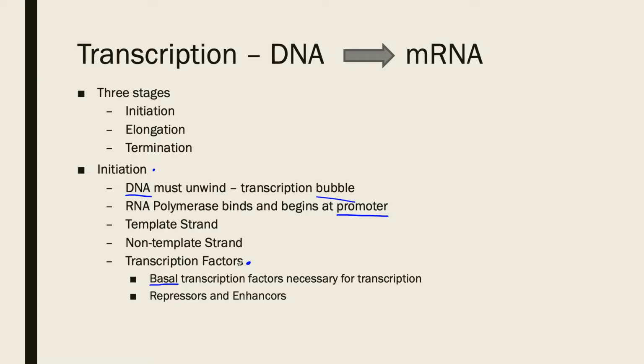Now, in addition to that, there can be repressor and enhancer transcription factors. In other words, enhancers would be promoting the transcription, right? Causing the transcription to happen. The repressors would then be preventing transcription from occurring or preventing that RNA polymerase from binding to the promoter.